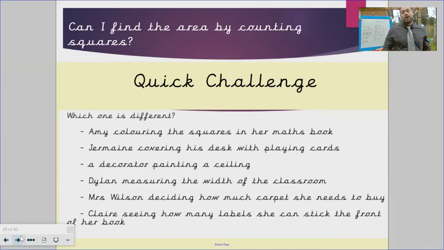The other two, carpet, yes, you're going to need to figure out how much carpet you're going to lay down on the floor. You're covering the floor space. So that is area. And Claire seeing how many labels she can stick on the front of her book is also area as well. So well done if you got that one correct.